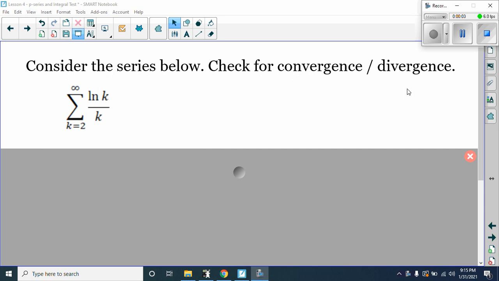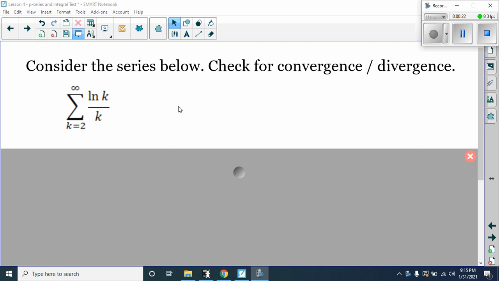User notes for section 8.3. It's on a couple different things, both p-series and the integral test. We're actually going to start with the integral test. So take a look at the series that's given here. The sum as k goes from 2 to infinity of ln of k over k.